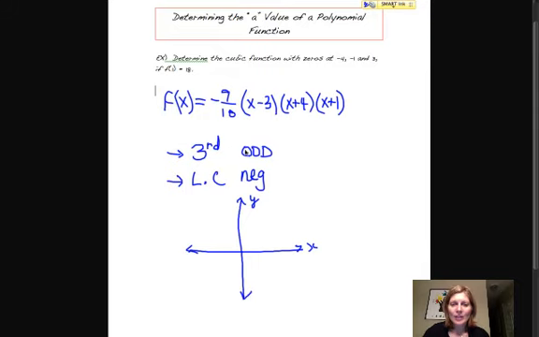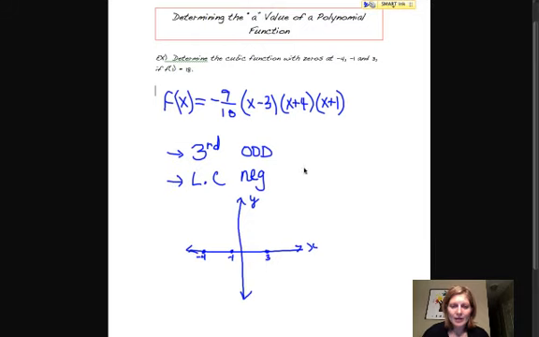Okay, so I have an odd function and I have zeros at 3, -4, and -1. So let's put those zeros in. So there's a 0 at negative 4, a 0 at negative 1, and a 0 at positive 3.